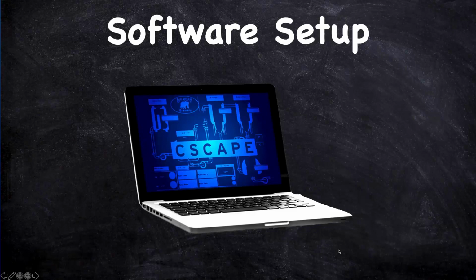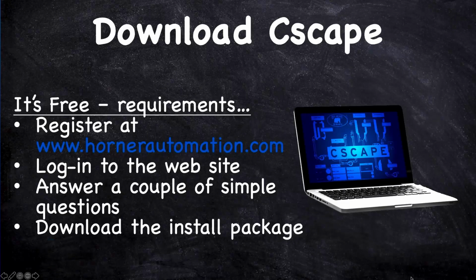Now, software setup. In order to start programming your OCS All-in-one Controller, you're going to need to download Cscape. It's free, but there are some requirements. First, you'll need to register at our website. Next, you'll need to log into the website, navigate to the Cscape download page, answer a couple of simple questions, pick out the specific Cscape version you'd like to download, and then download the install package.